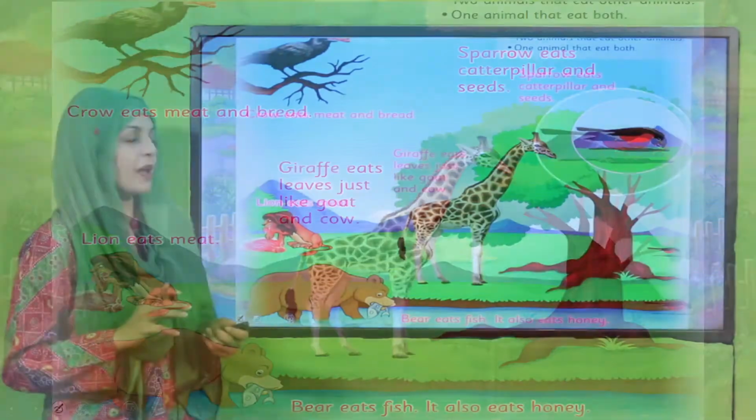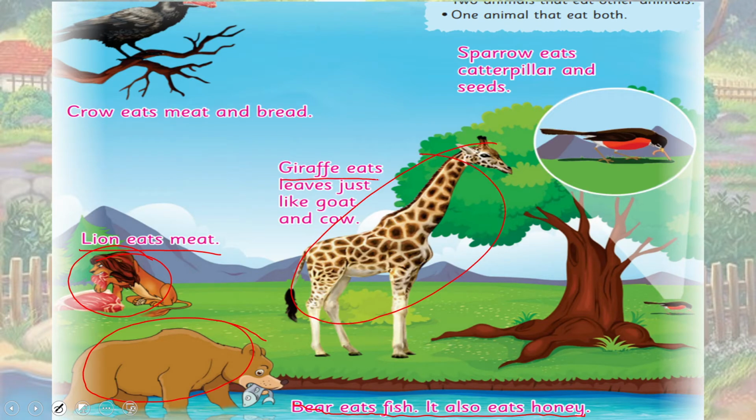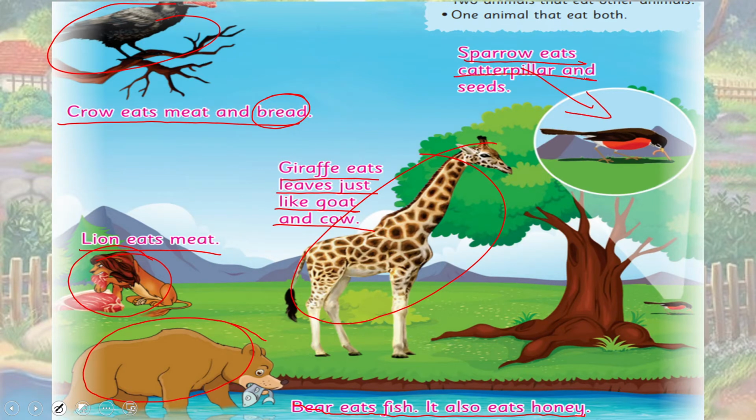Okay. Here is the picture. Here we take an example. So here you can see, lion eats meat. This is a bear. Bear eats fish and it also eats honey. Giraffe. A giraffe eats leaves just like goat and cow. Crow. Crow eats meat and bread. Sparrow. Sparrow eats caterpillars and seeds.